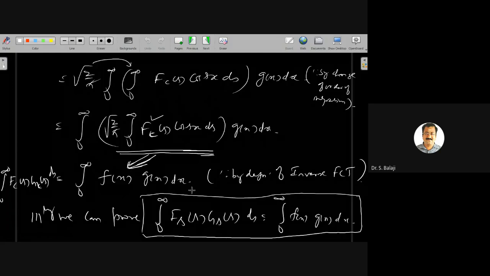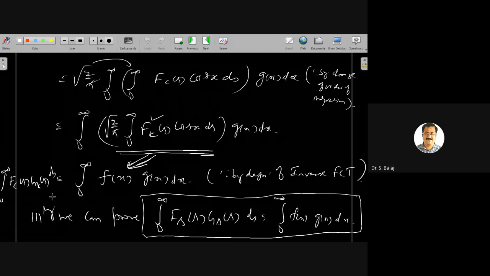Now this will be your idea. Just use it for both the inverse and ordinary transform, and you can get the result. The left side is the integral 0 to infinity of fc of s gc of s ds.